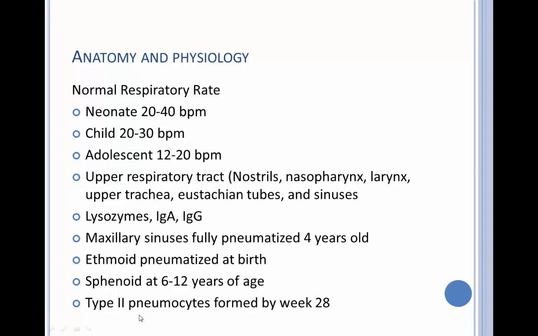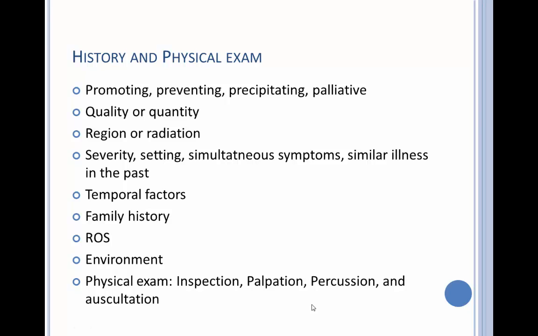Type 2 pneumocytes, you know that they are in charge of production of surfactant. They're not fully developed or formed until week 28. Now, talking about history and physical, very important, and in your book it is very well described that besides obtaining the history of the present illness and physical examination, it's very important to assess manifestations that can lead you to important data to obtain your differential diagnosis.